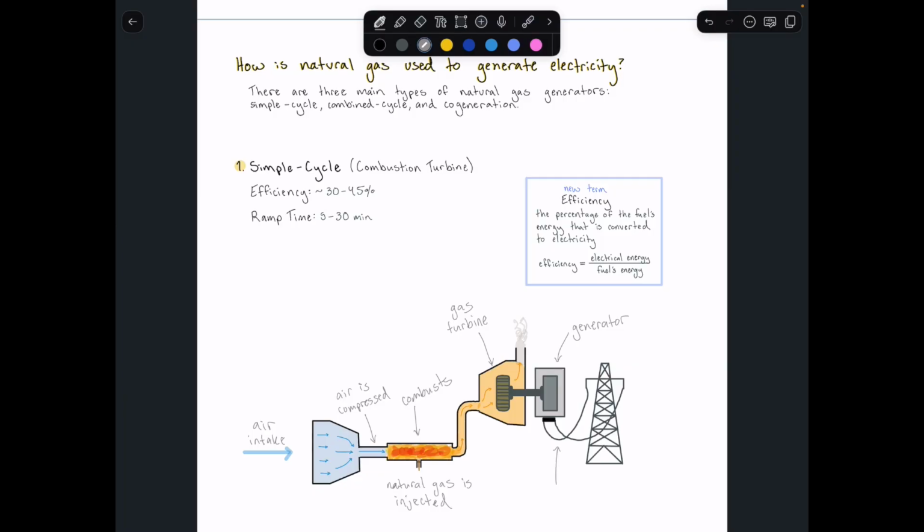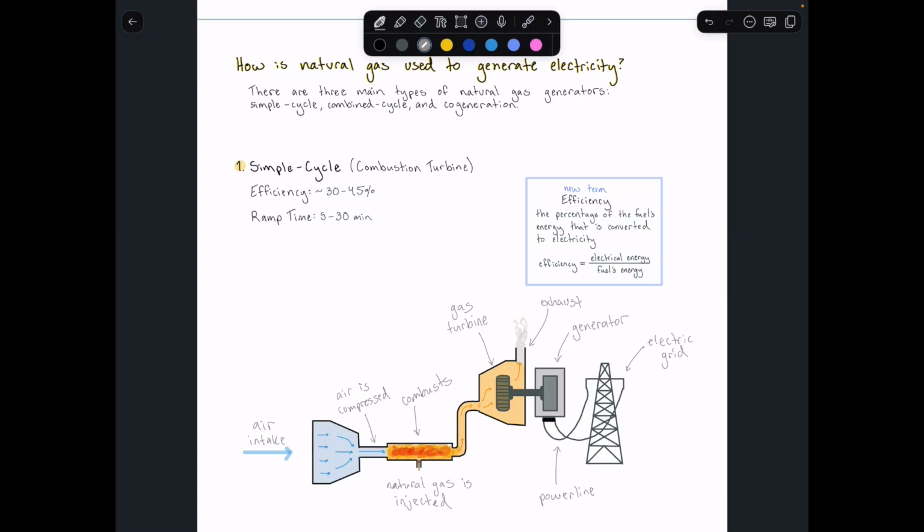That electricity is then transported with power lines to the electric grid, where that electricity is then distributed to homes and businesses, etc. And then here, the primary products, or the exhaust gases of that combustion reaction, are released. So I'll just say exhaust gases. So this is how a simple cycle power plant works.